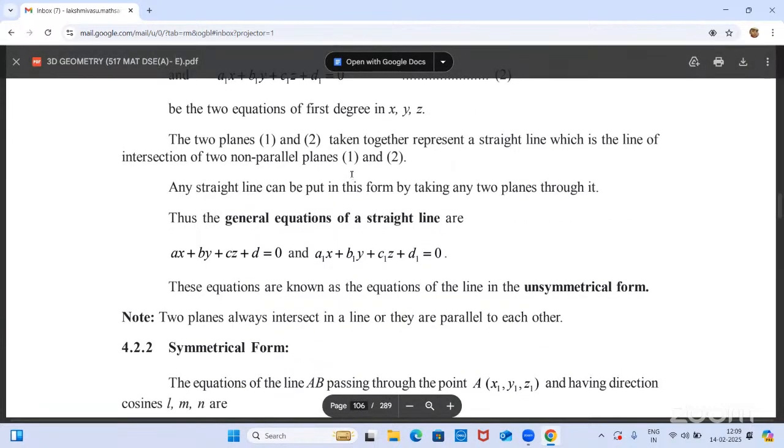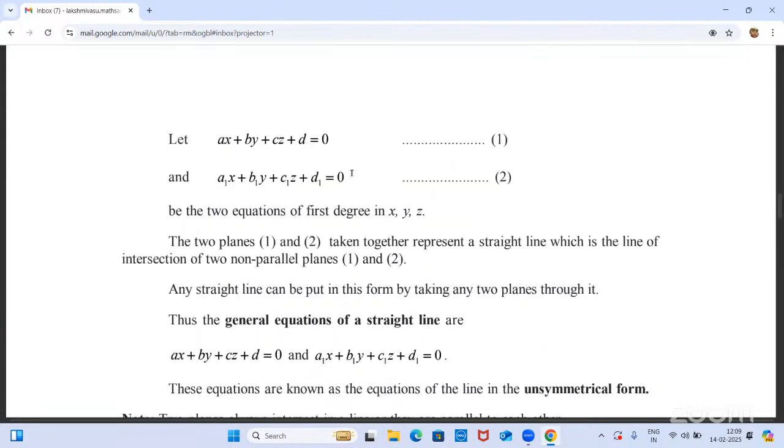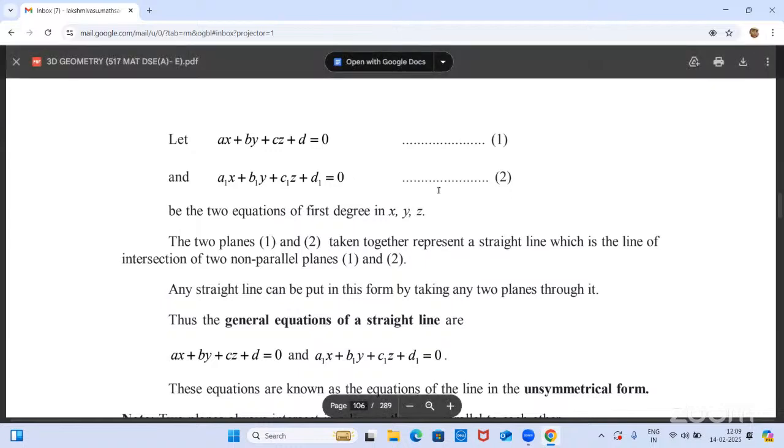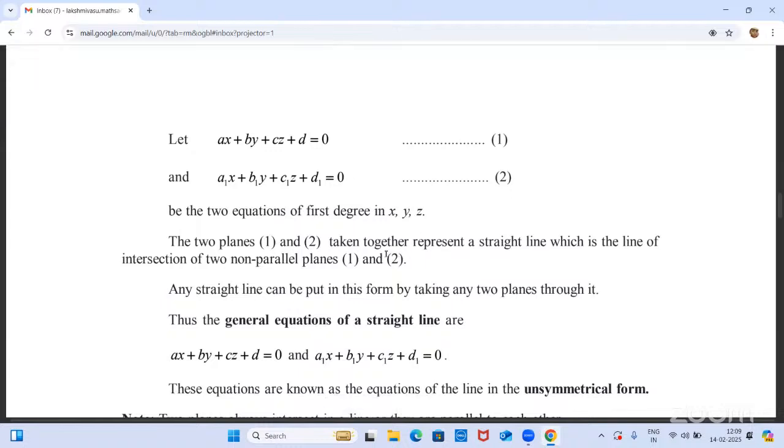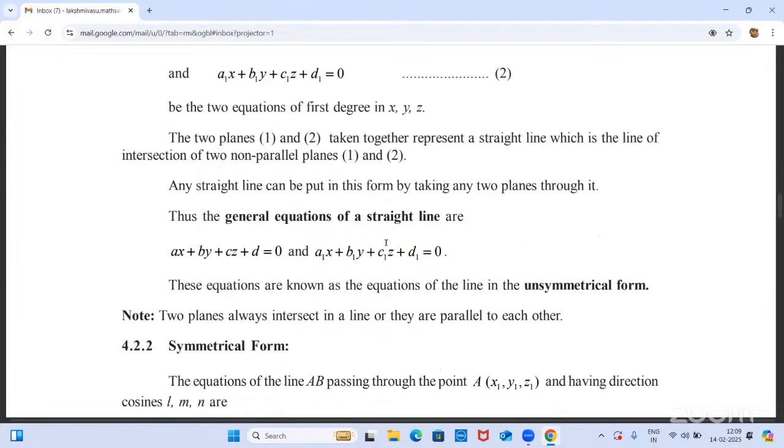Now according to this, there are two planes, first equation and second equation, taken together represent a straight line, which is the line of intersection of two non-parallel planes. There are two non-parallel planes in between the first equation and second equation here. Okay, and according to this, any straight line can be put in this form by taking any two planes through it. Here, the general equation of a straight line combines these two equations.